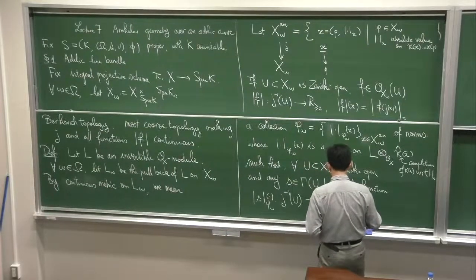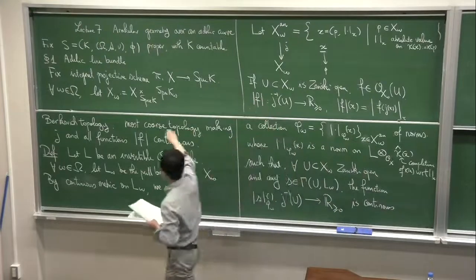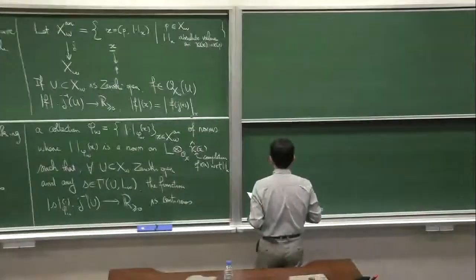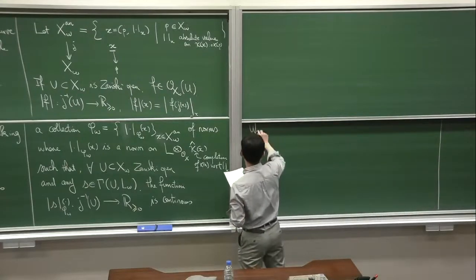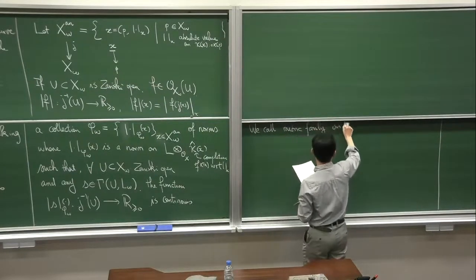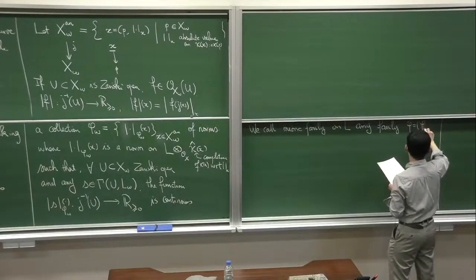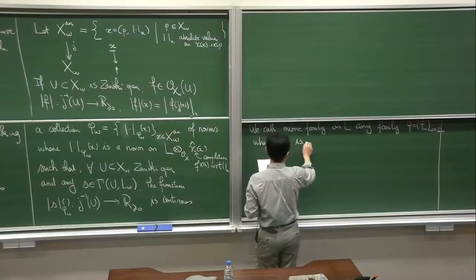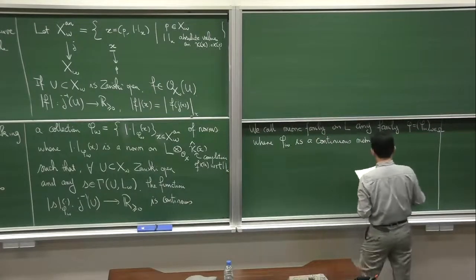I need this function to be continuous, of course, with respect to the Berkovich topology that I have fully introduced here. And so we call this a metric family, so now this is a family parametrized by omega, where phi omega is a continuous metric on L omega.